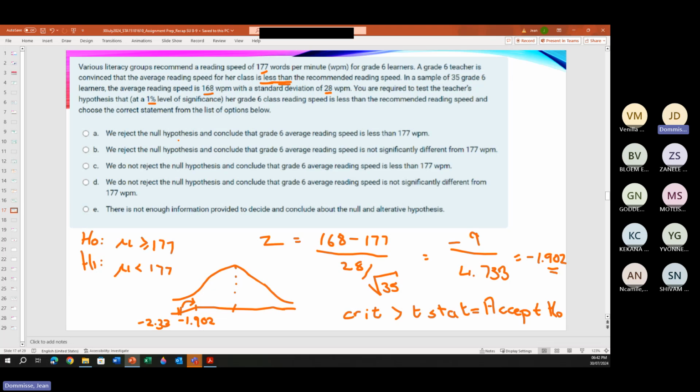We reject the null hypothesis and conclude that grade 6 average reading speed is less than. We reject the null hypothesis and conclude that grade 6 average reading speed is not significantly different. And so that already, we do not reject. So we do not reject the null hypothesis. So that's correct, and conclude the grade 6 average reading speed is less.